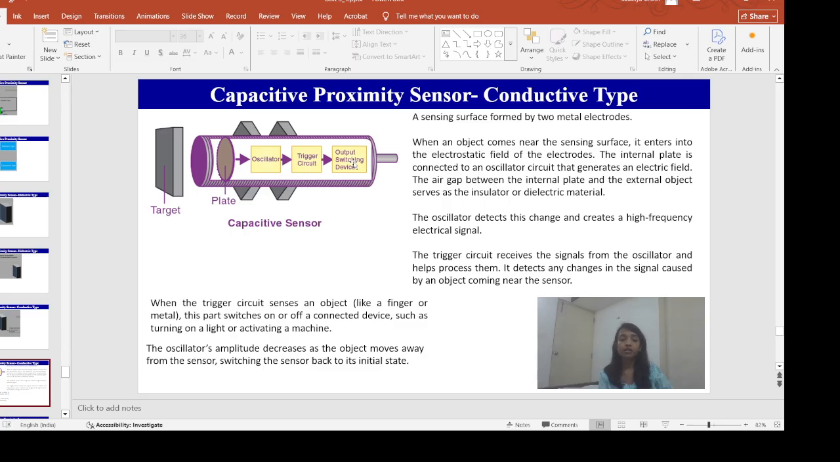Like turning on a light or activating a machine, or turning off a light or deactivating a machine. The oscillator amplitude will reduce if the target moves away from the sensor, switching the sensor back to its initial state.